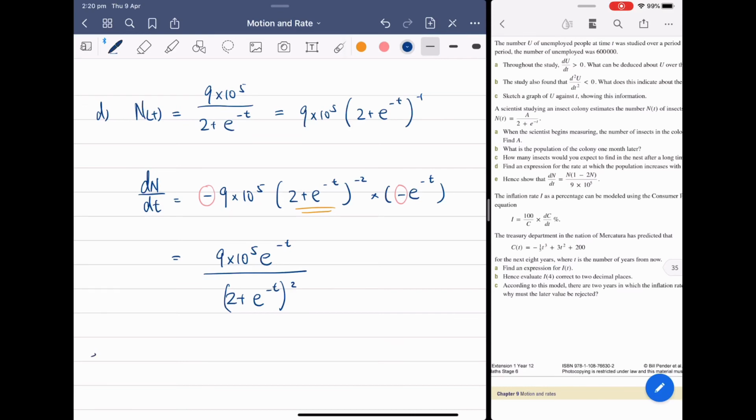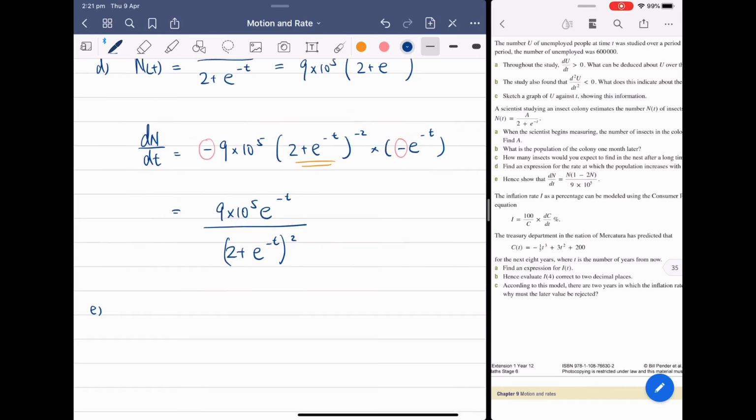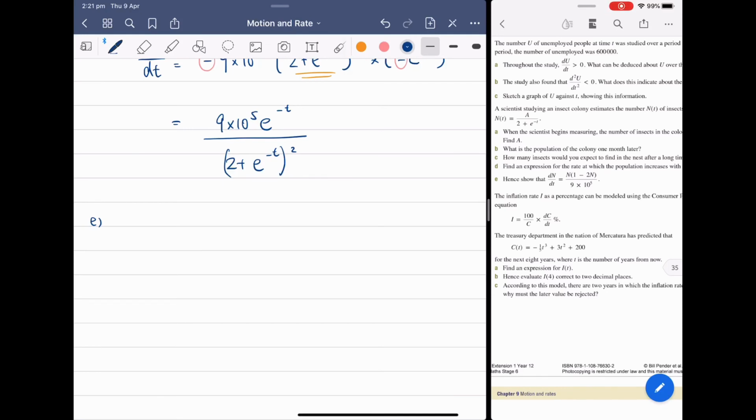Okay, question E. Now, question E tells us to hence show that dn over dt is equal to another expression. Okay, how do we show in this case? So we need to show dn over dt is equal to m bracket 1 minus 2n bracket, over 9 times 10 to the power of 5. So what do we do here? A couple of things you can do with this, right? What you can do is you can start with this one. Let's start with that.